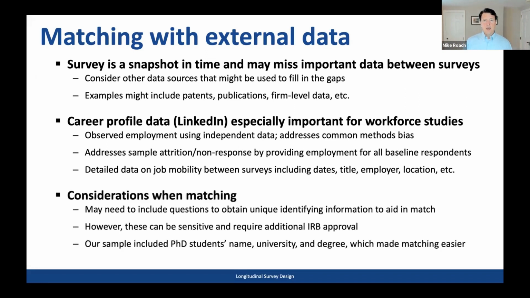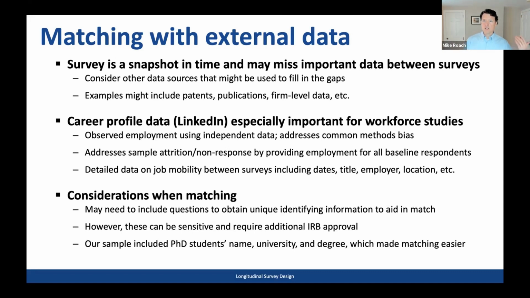Some of the considerations when matching is you may need to include questions to obtain some of these unique identifying information. And this can be somewhat tricky, especially with IRB, because you might be getting really specific identifying information. Respondents may be reluctant to provide that kind of sensitive information. In our case, we got kind of lucky in the sense that our sample was based on identifying graduate students listed on department websites. So we already had their name, their university they were going to, and their degree, which allowed us to have a pretty high level of precision matching with LinkedIn.